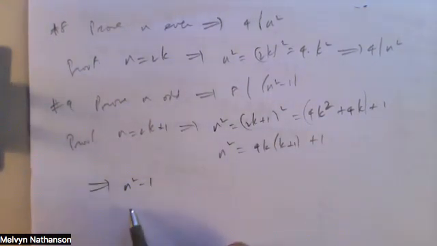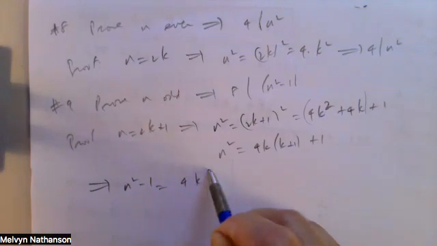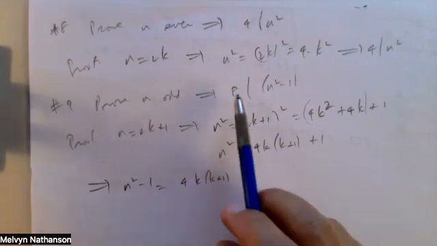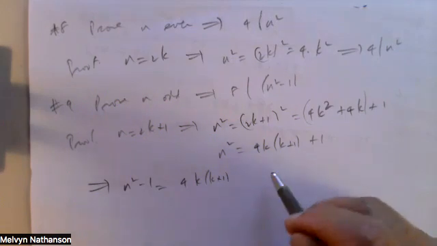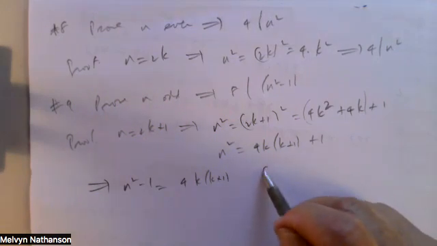So n squared minus 1 is 4k times k plus 1. So this is clearly divisible by 4, but what we want to show is divisible by 8. So we make the following very important observation.